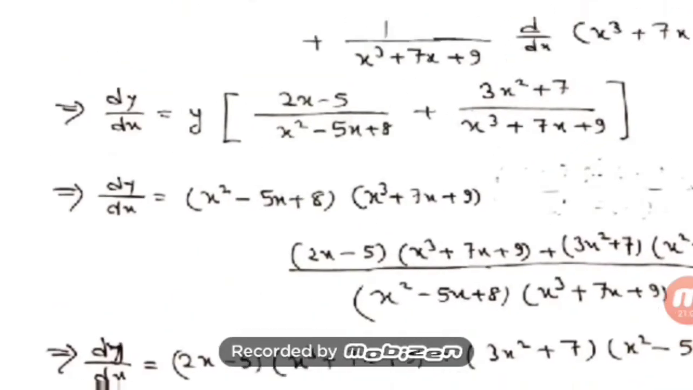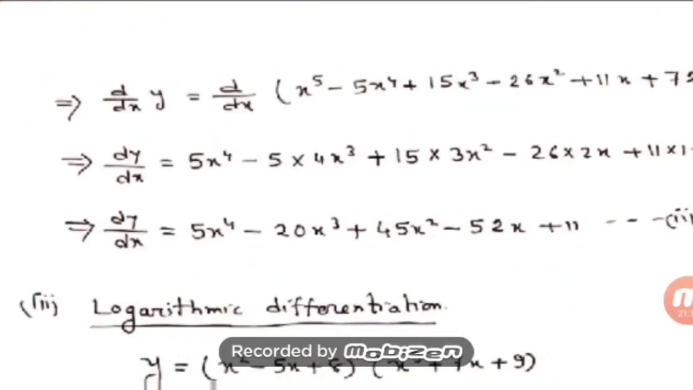We have expressed it as a single polynomial, now we are going to take d/dx on both sides. So taking d/dx on both sides, what will we obtain here? d/dx of y is equal to d/dx of the whole expression. dy/dx, d/dx of x to the power 5 is 5x to the power 4, d/dx of x to the power 4 is 4x to the power 3, plus 15, d/dx of x cube is 3x square, minus 26, d/dx of x square is 2x, plus 11, d/dx of x is 1, d/dx of 72 is 0. 5x to the power 4, 20x cube, 45x square, 52x plus 11.